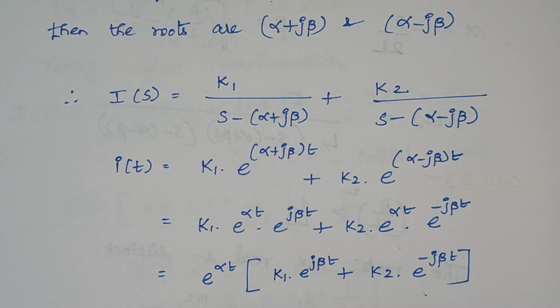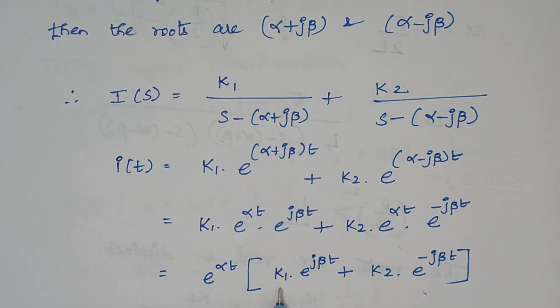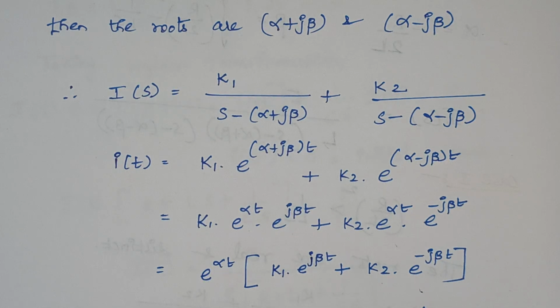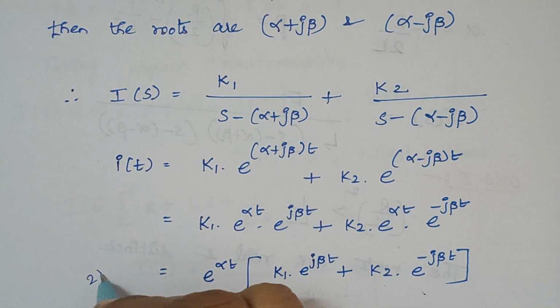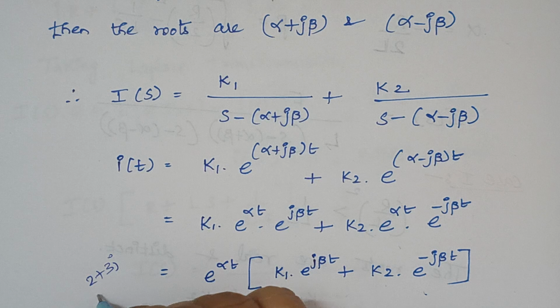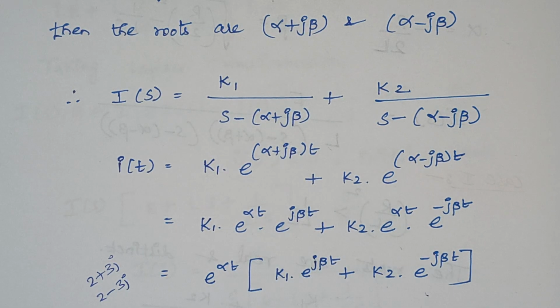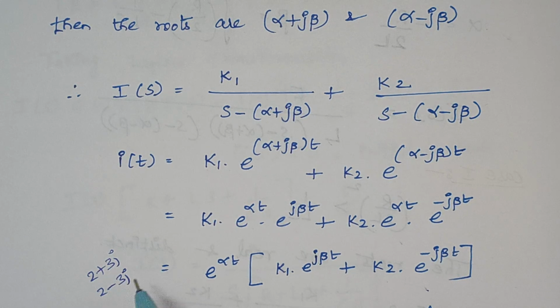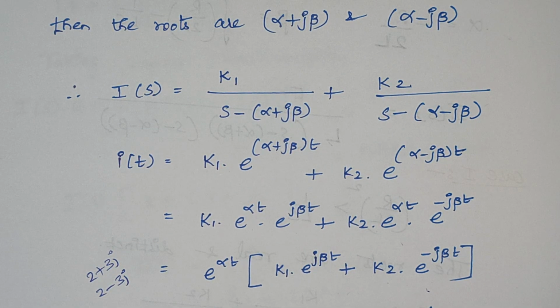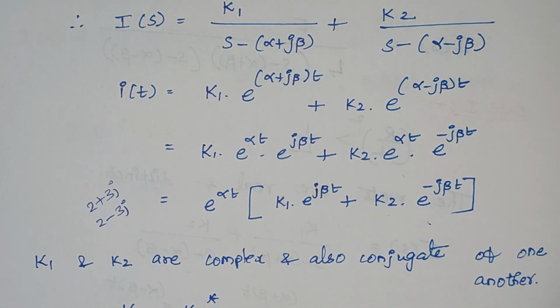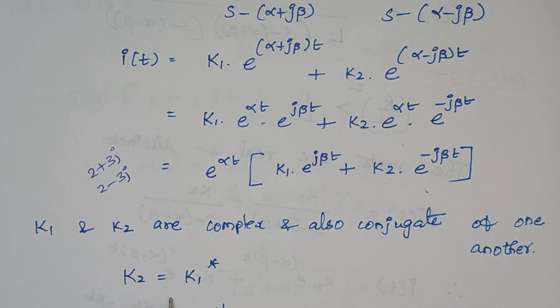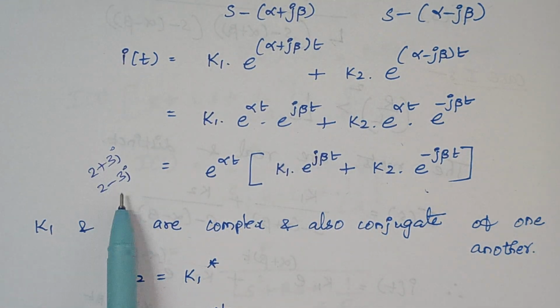Here the thing is, you see the constants k1 and k2 are said to be complex conjugate of one another. What do you mean by complex conjugate? Just for example, if one is 2 plus 3j, then the other will be 2 minus 3j. If you have values like this, then they are said to be complex conjugate of one another. So this is what is represented here. You see k2 is nothing but k1 star. This means that we are having values like this.